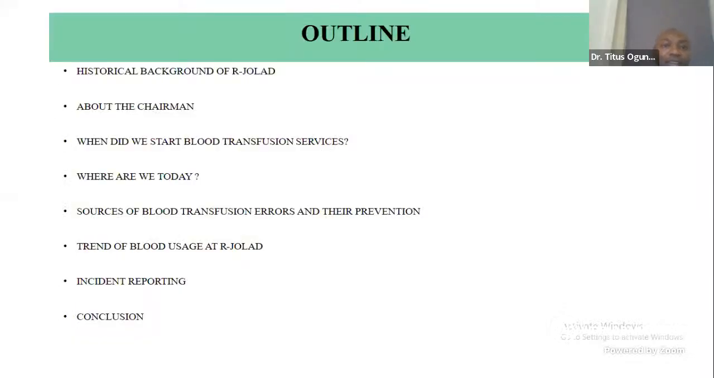Here are my outlines. I will quickly talk about the historical background of Harrow Jolat. I'll talk briefly about myself. When did we start blood transfusion services at Harrow Jolat? Where we are today, the source of blood transfusion errors and their prevention. And also, I'll make mention of the trend of blood usage at Harrow Jolat, incident reporting, then I will conclude.